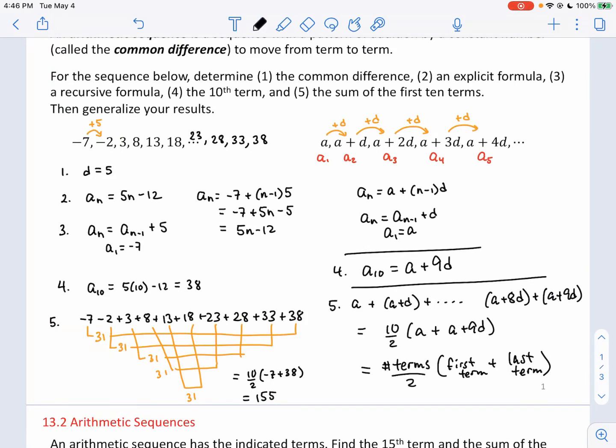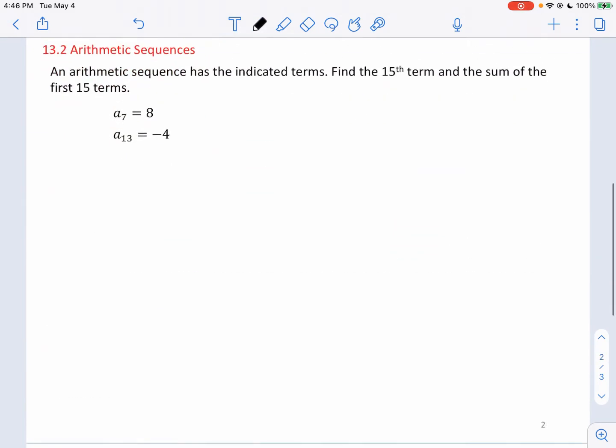Okay, let's go to the next slide. An arithmetic sequence has the indicated terms. Find the 15th term and the sum of the first 15 terms. Okay, we're given the 7th term and the 13th term. And there's going to be a total of 15 terms that we're interested in.